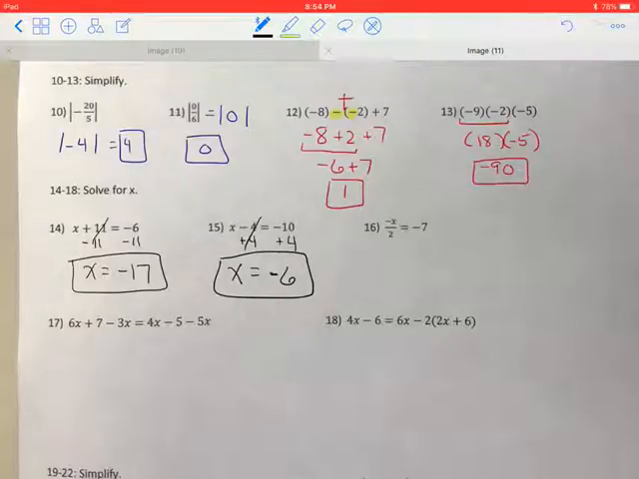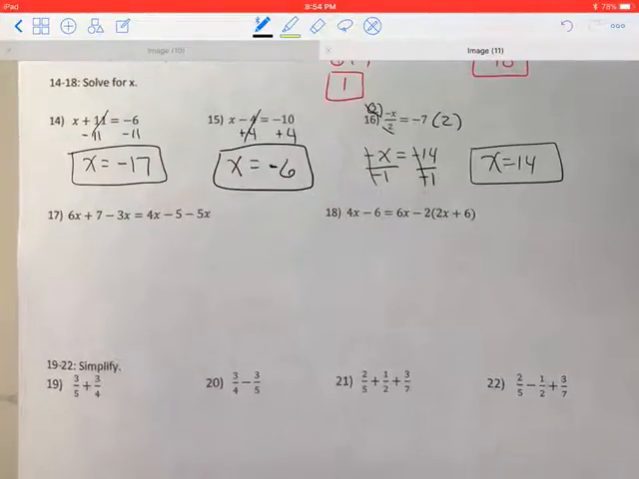All right, now number 16 is a little bit trickier. I do have a fraction, so I'm going to multiply both sides by 2 to start with. These 2's are going to cancel, and I get -x equals -14. And then I can either multiply or divide both sides by -1. Make those negatives cancel, and I get x equals 14.